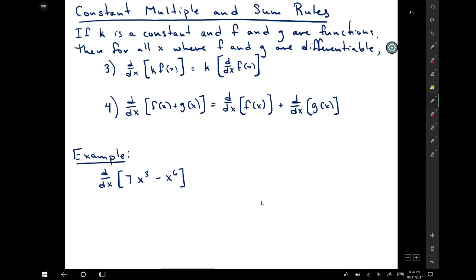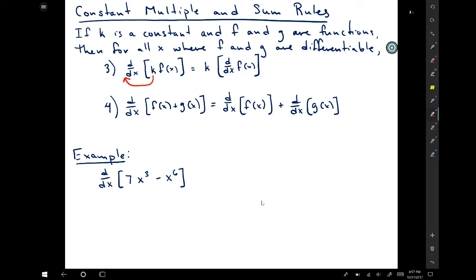Okay, here are 2 more rules for you. These are the constant multiple rule and the sum rules. So here, k is any constant. F and g are functions that are differentiable, meaning we can take their derivative. If I have k times some function and I want to take the derivative, I can pull the k outside of that and just take the derivative of the function and multiply it. So constants can come outside of the derivative.